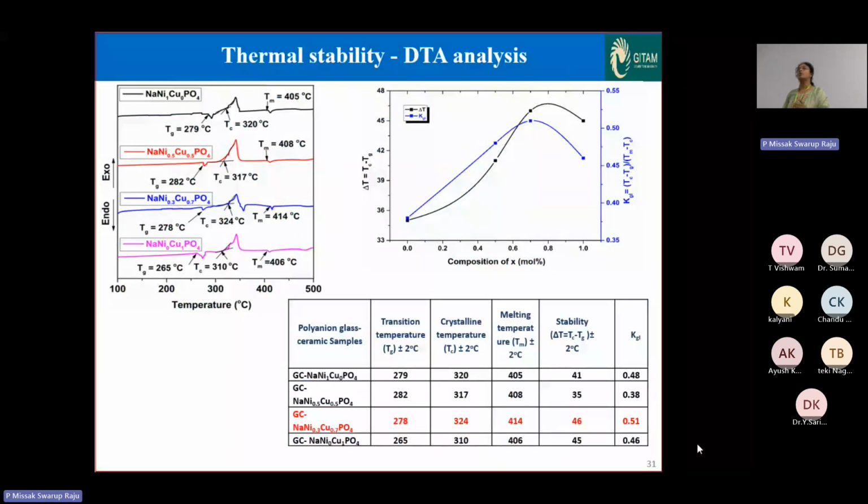From this, I took the glass ceramic samples, particularly for DTA analysis. In this DTA analysis, what are the Tg, Tc and Tm values? Taking all these Tc, Tm values, what is the glass-forming ability parameter value? The glass with x equal to 0.7 mole percent is the best sample, because the third sample has the high glass-forming ability parameter value, that is 46, compared to the remaining samples. The same sample has a Kgl value equal to 0.51. So the best sample's stability parameter is also high. That's why x equal to 0.7 is the best sample in the combination of nickel and copper.